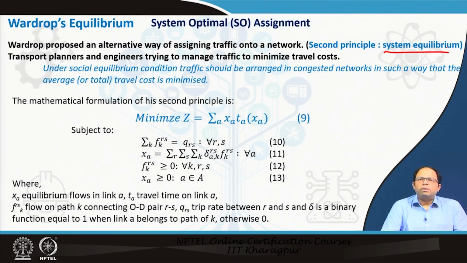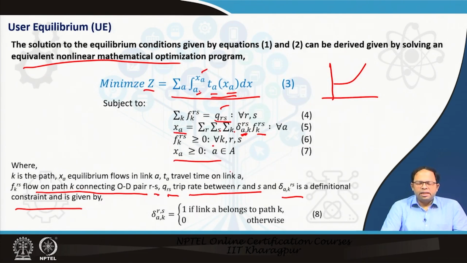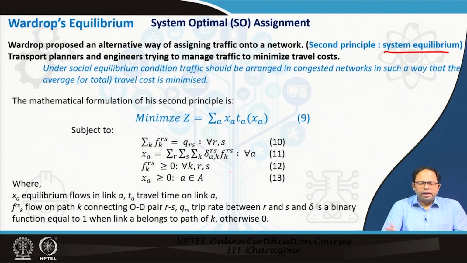So, if you remember from our previous example that we discussed, S(x) equals x1 t1(x1) plus x2 t2(x2). So, this is the total system travel time, where we have got the volume and the time spent. And the same way we were minimizing in the usual equilibrium, over here we are minimizing Z, which is the total of x_a into t_a(x_a). That means this is flow into travel time that is being considered.